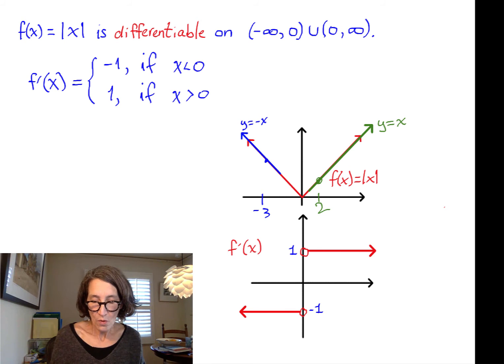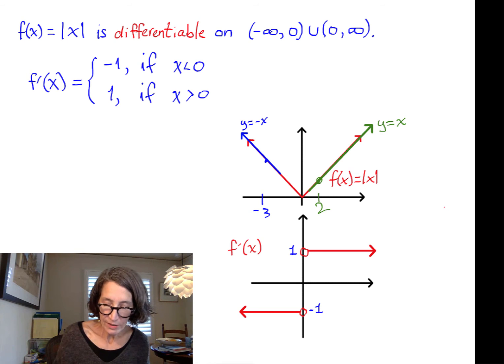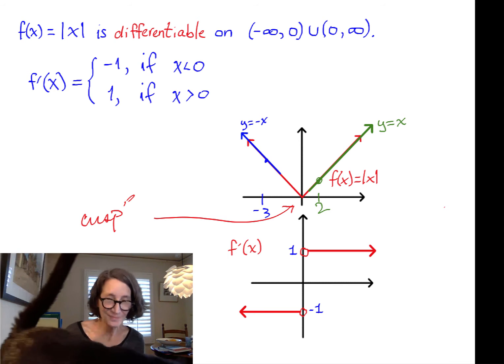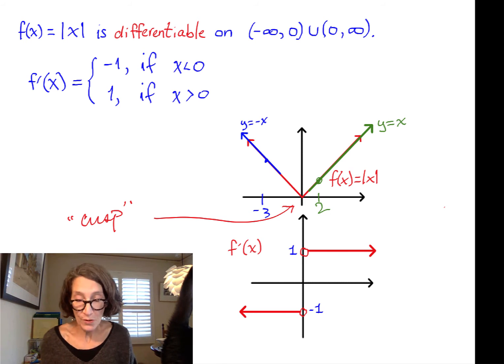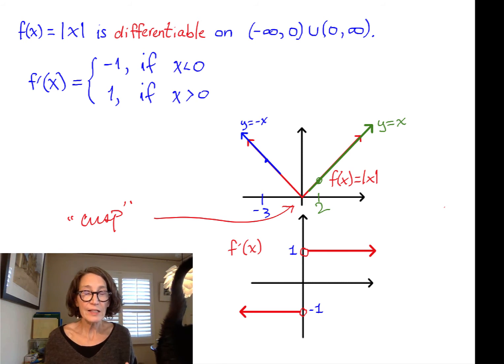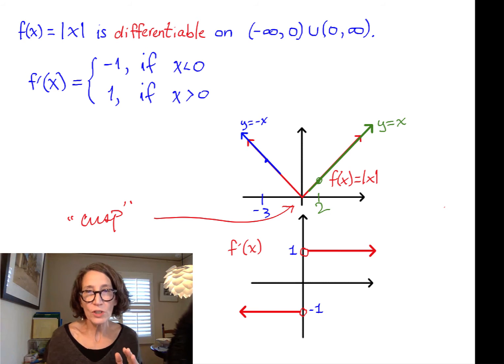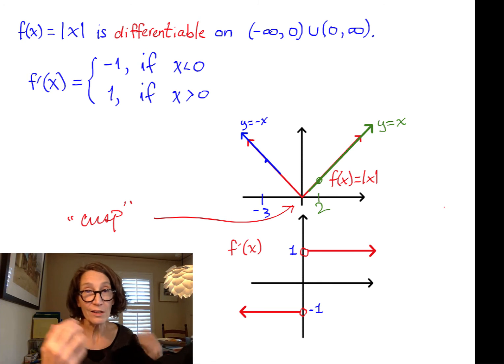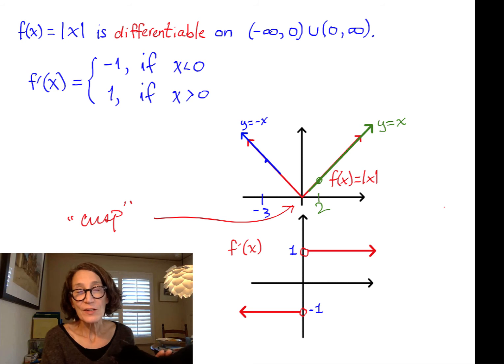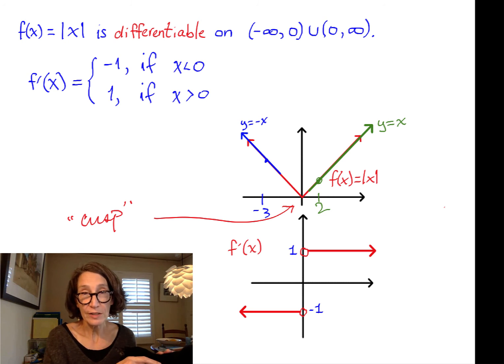What do we call that point where we don't have a derivative? Notice it's a sharp corner. That is called a cusp. A cusp is a sharp corner where the derivative doesn't exist. It's because there's an abrupt change from the derivatives on the right side and the derivatives on the left side. Those derivatives coming from opposite directions are not going to agree. They're going to kind of bump into each other and disagree. So there's a sharp corner there called a cusp.